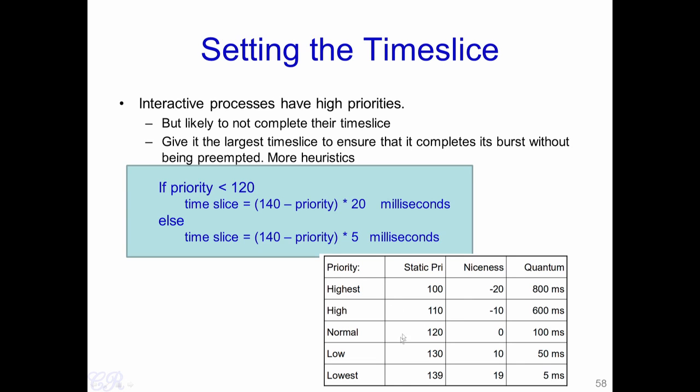So, as a result of this, if you see this particular table, you see that if you have a static priority of 100, that is obtained by having a nice value of minus 20, it means that this is an interactive process and is given a large time slice of 800 milliseconds. On the other hand, a process with a static priority of 139, that is 120 plus a nice value of 19, is given the smallest time slice of 5 milliseconds. So, thus we see that based on the priority of the process, the corresponding time slice given to that process is fixed.